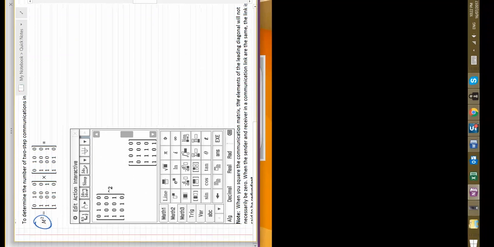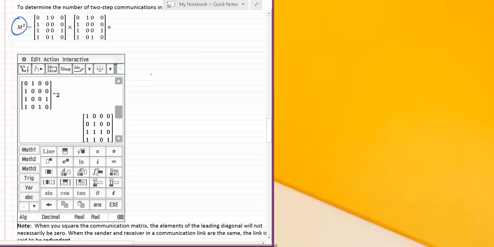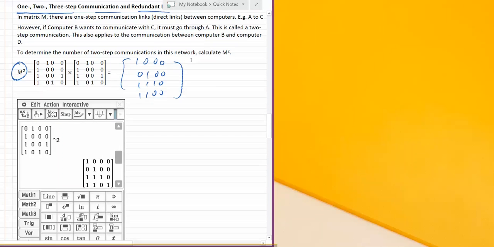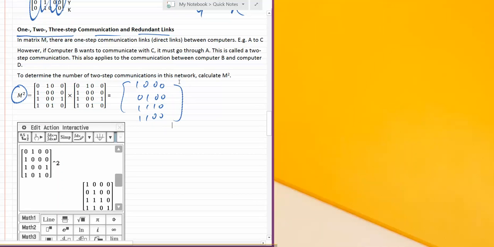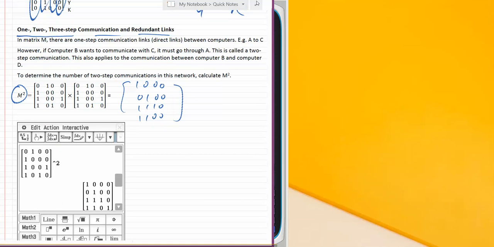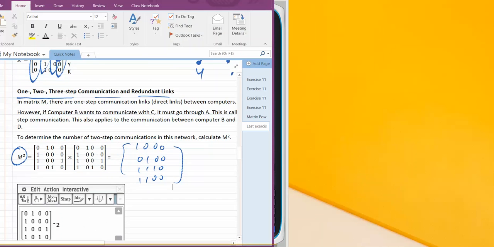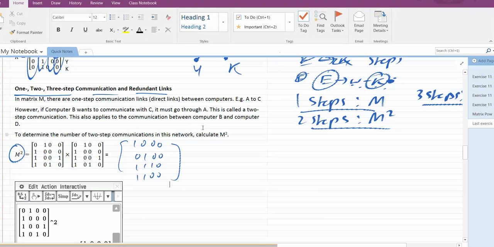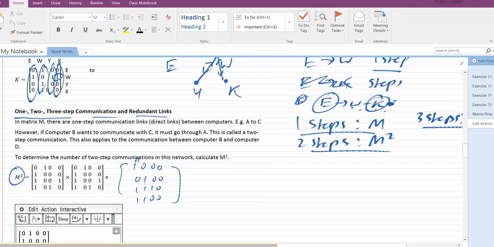Let's rearrange this again. So if I square the matrix, I get 1 0 0 0, 0 1 0 0, 1 1 1 0, 1 1 0 0. Okay, so this gives me the number of two-way communication links between two computers. So from, and this is A, B, C, D, A, B, C, D. From A to A, there's 1. That's sort of redundant, okay?